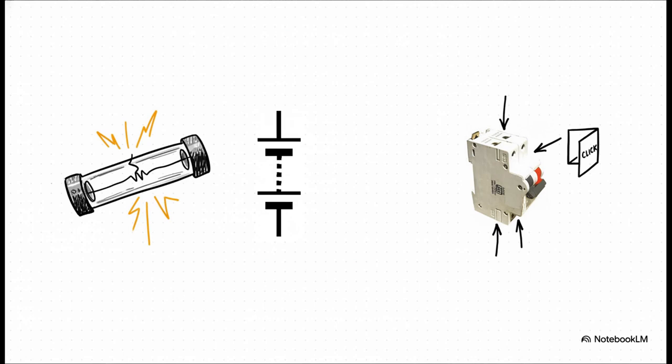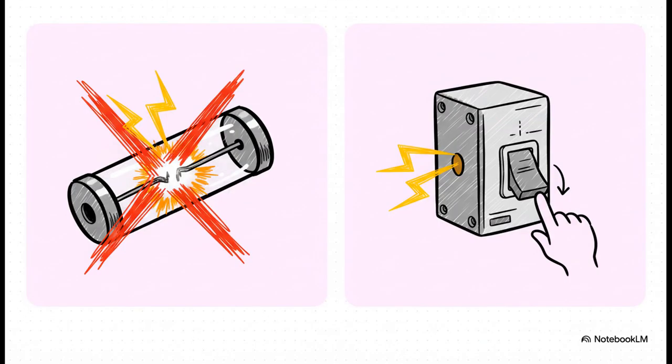We use some very clever safety devices. On the left, you can see an older type, called a fuse. And on the right is something you've probably seen in your own home. That's a modern MCB, or a miniature circuit breaker. Now, both of these do the same basic job. If the current gets too high, they break the circuit to stop the flow. The big difference is how they do it. A fuse has a special wire inside that just melts, so you have to replace it. But an MCB is more like a switch. It just flips off automatically, and once you fix the problem, you can just flip it back on.